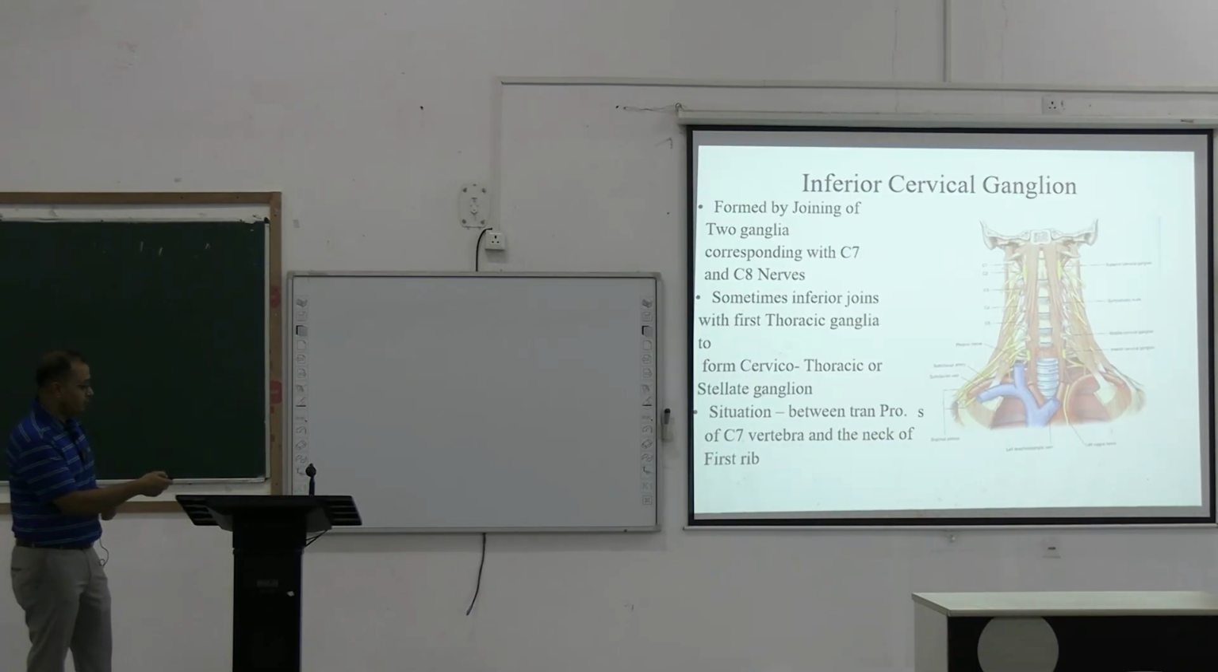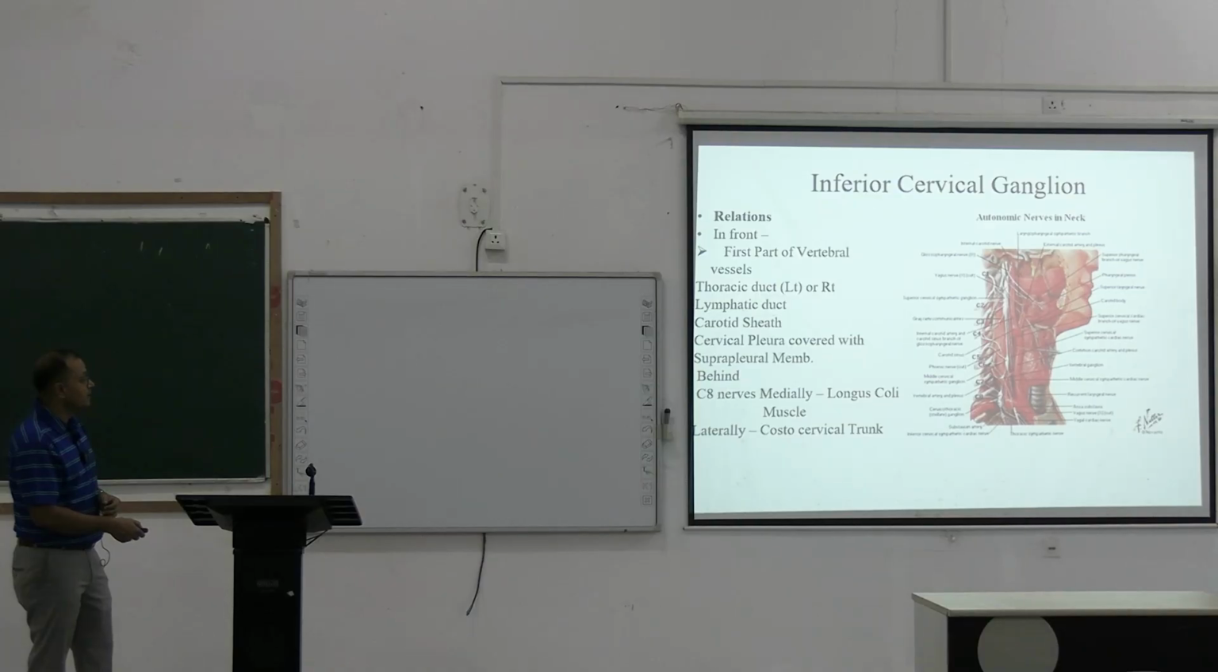But anyway, the inferior cervical ganglion, which is present here, is related to the vertebral vessels anteriorly, and the thoracic duct, which is present on the side of it, and posteriorly it is related to the longus colli muscle. So between these vessels and these muscles, it is present in this region.